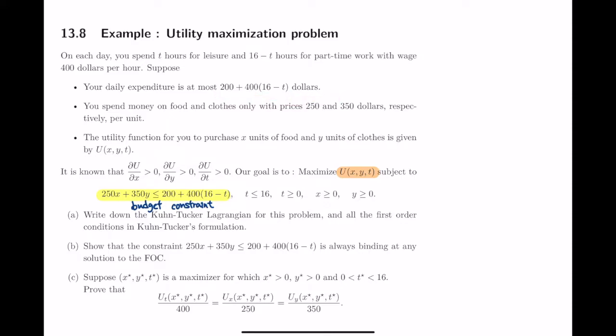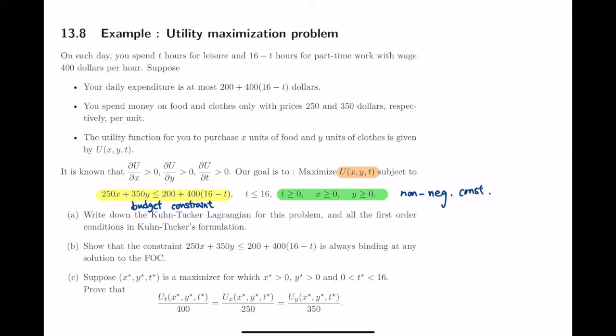And why is this a variable? Because the question tells you that you spend this amount of hours on a part-time job with a wage of 400. So this is the extra money you earn by doing the part-time job. And then what else? Okay, t does not exceed 16. And then you have the standard non-negativity constraint, because clearly food, clothes, and time cannot be negative.